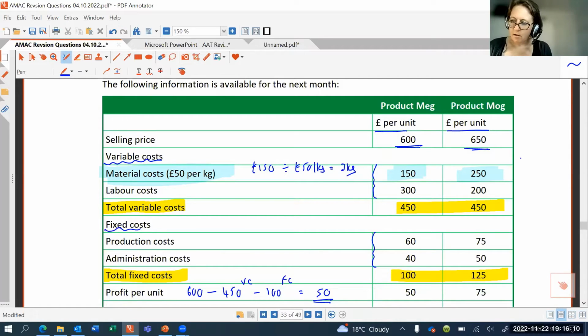When I make mog, the material actually costs me £250. I'm still working on £50 per kilogram. So I'm working on 5 kilograms then for product mog.